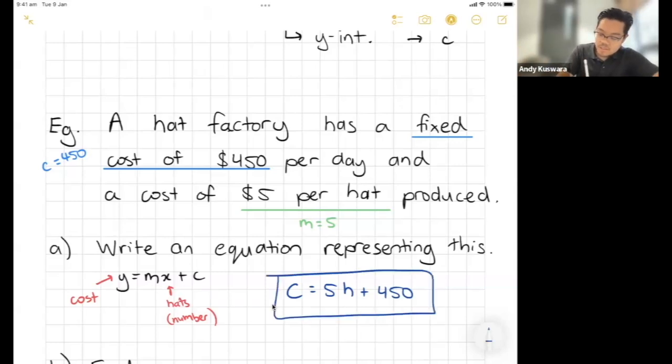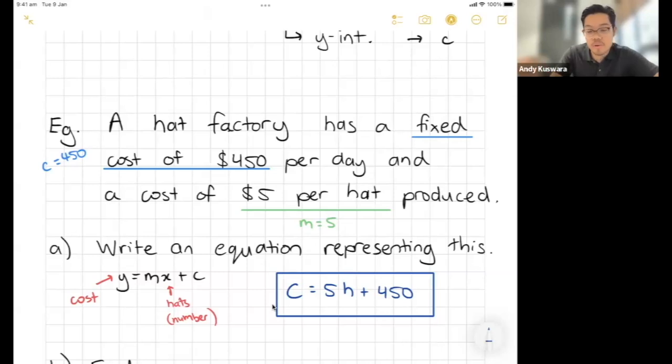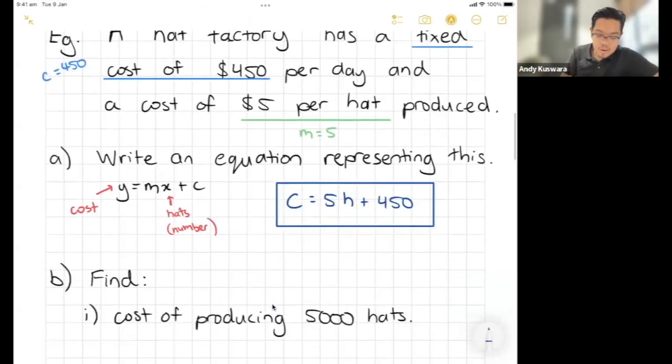But this here is going to become my baseline equation that I would work all the rest of my questions off. I'm hoping it makes sense. It's $5 per hat plus the 450, the fixed cost. So that's your y-intercept. 450 is your y-intercept, 5 is your gradient. And what you're finding is the total cost. So how would you use this?